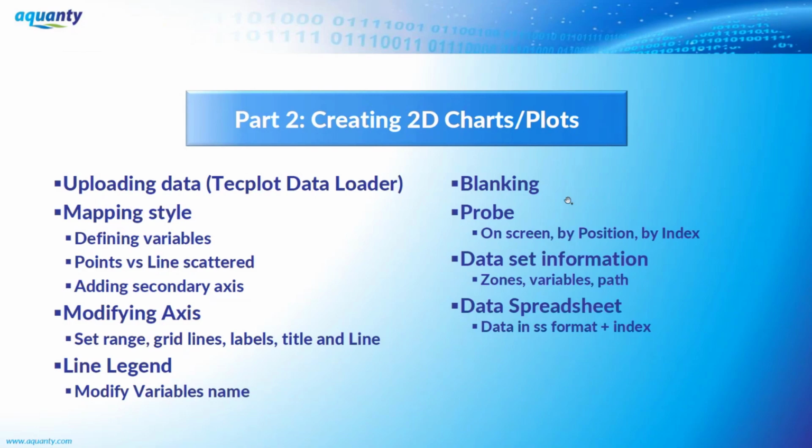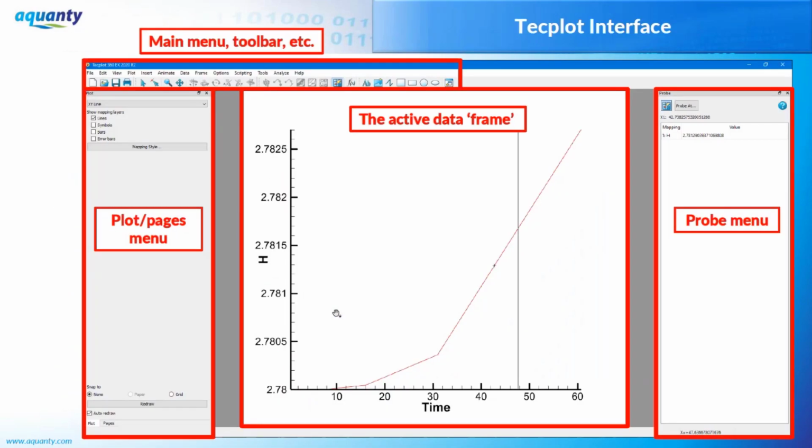More stuff that Excel can do will be blanking. You probe to get your data, and then you can look at your data set information and data spreadsheet to get more information about your data. We'll go into details for each one of these.